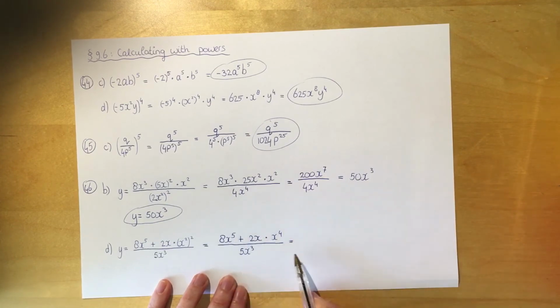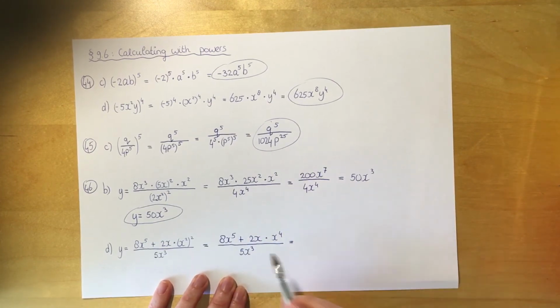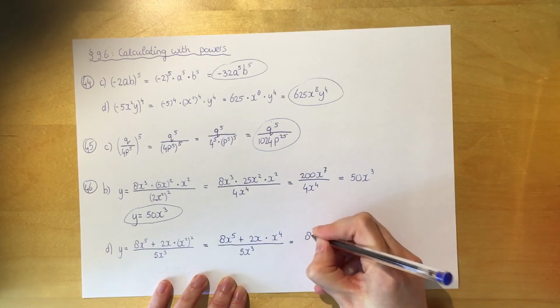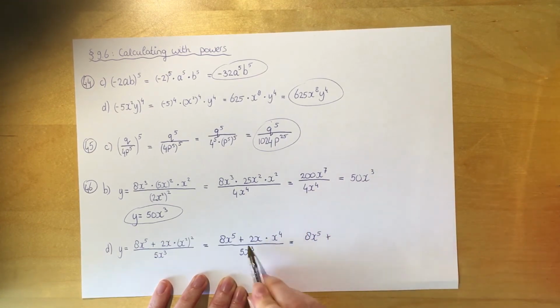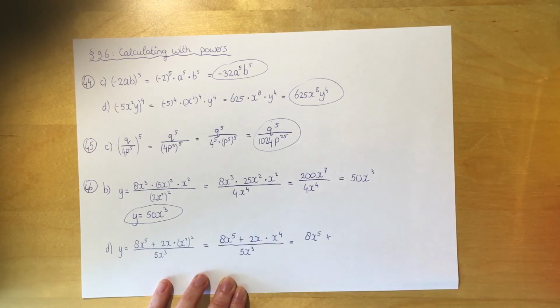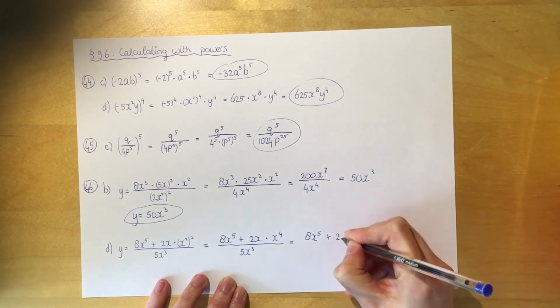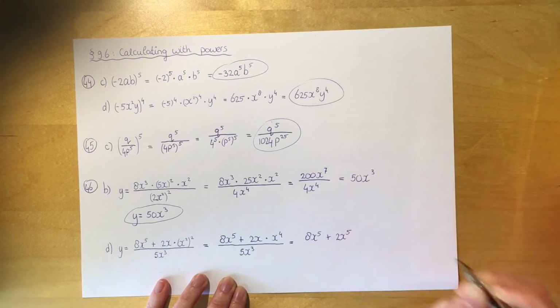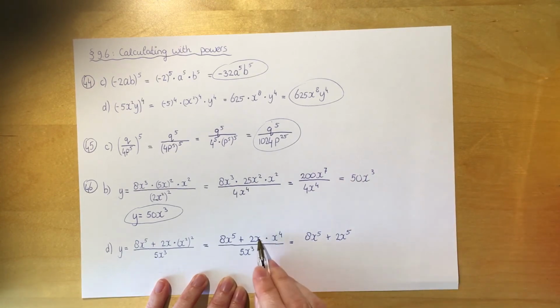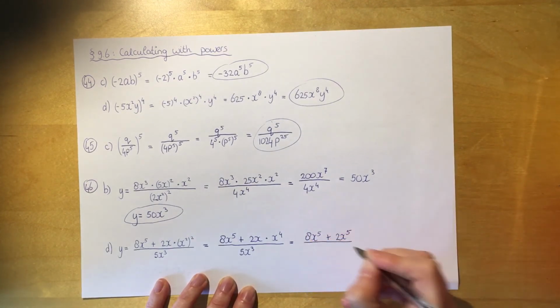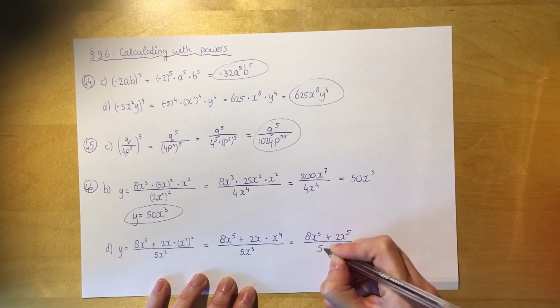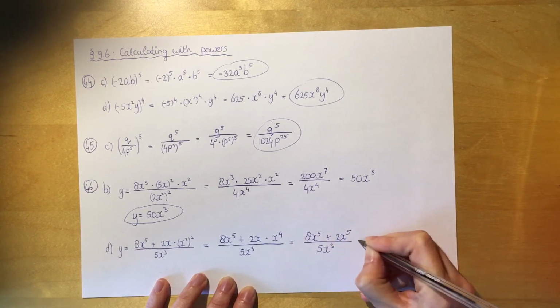Right, in the numerator I have both plus and times. Times goes first, so copy down 8x to the power of 5. And then I calculate this. 2x times x to the power of 4 is 2x to the power of 5. Because I can add up the exponents here, and the hidden exponent here is the exponent 1. And this needs to be divided by 5x to the power of 3.